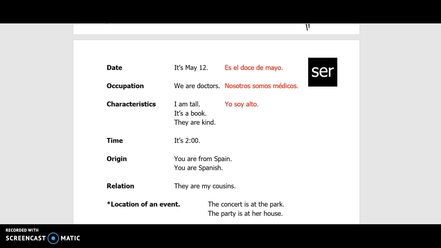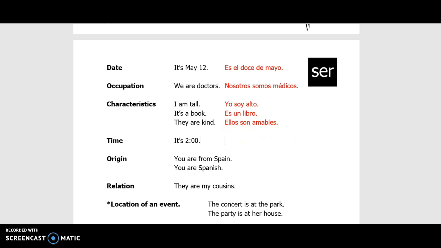There's nothing along the lines of you're not feeling tall. You're not located in a tall place. It's what you are. It's a book. And we already know that there is no subject pronoun for it. So in order to use it, we just say es. It's just the verb by itself. Es un libro. Okay, it's a book. They are kind. Ellos son amables, making sure we make that ending on the adjective agree. So yo soy alto, es un libro, ellos son amables, all characteristics.